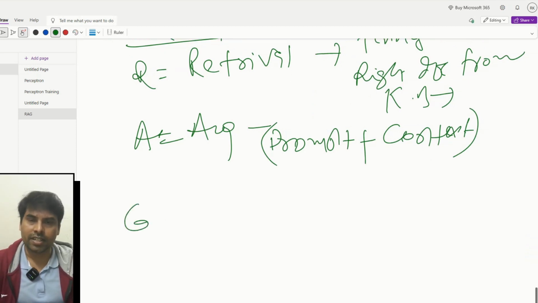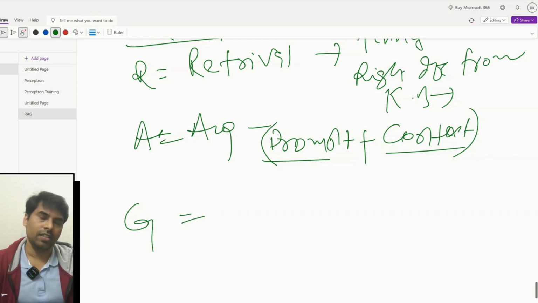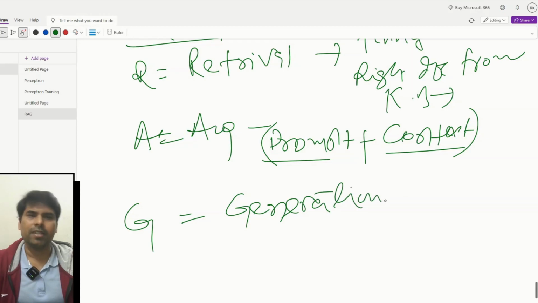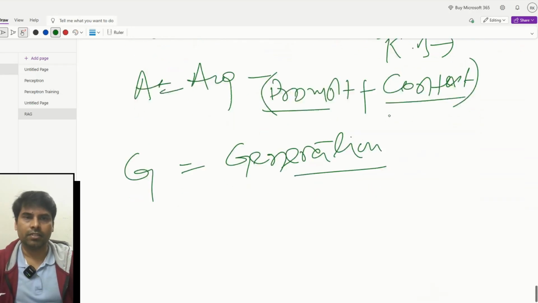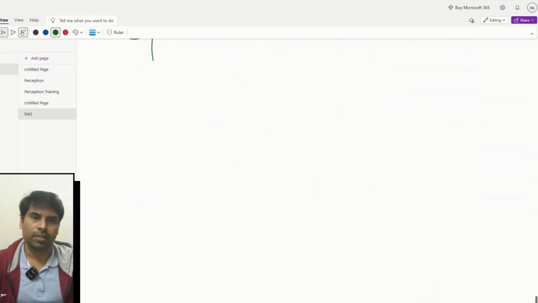We are sending the prompt along with the context to my LLM, because in the center we are communicating with the LLM. Lastly, the LLM will generate something. There will be some generation, and these generations are very accurate, maybe not hallucination. So this is how RAG works. Let me draw the diagram.